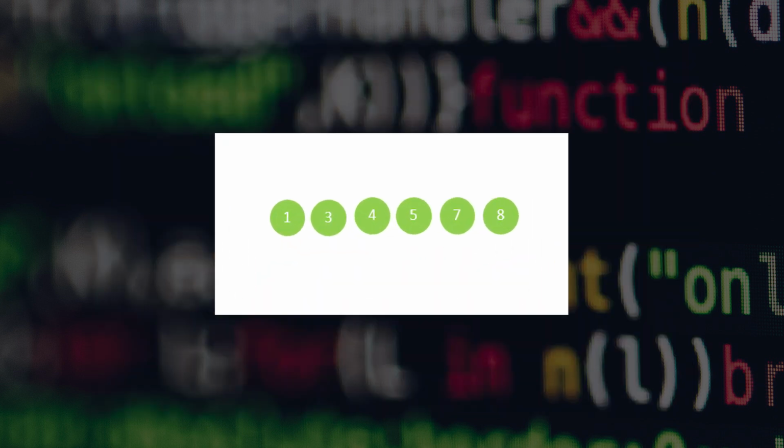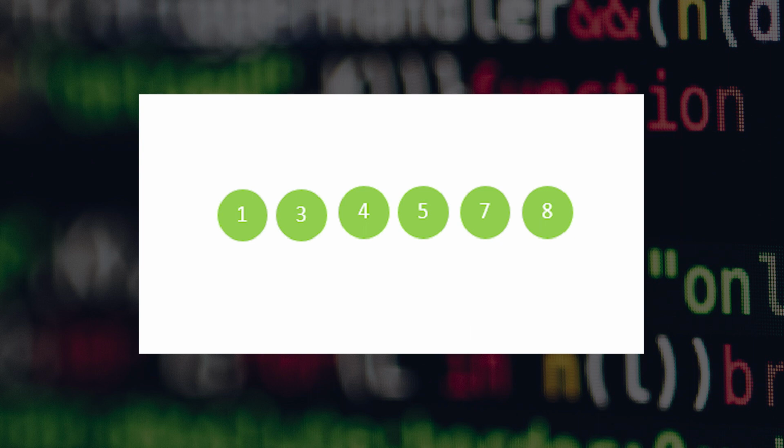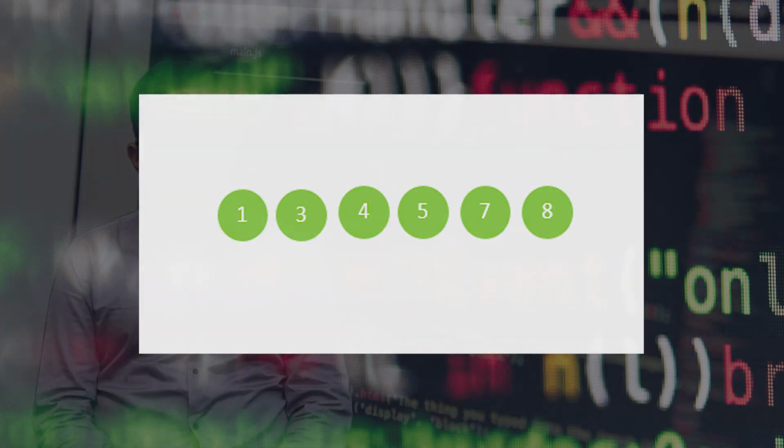So after processing all the steps, the final output is 1, 3, 4, 5, 7 and 8. So using this heap sort algorithm, we arrange the elements in ascending order. We can use this process, that means first we will construct a max heap, then after using the deletion algorithm, we can find out the sorting sequence of the given elements.